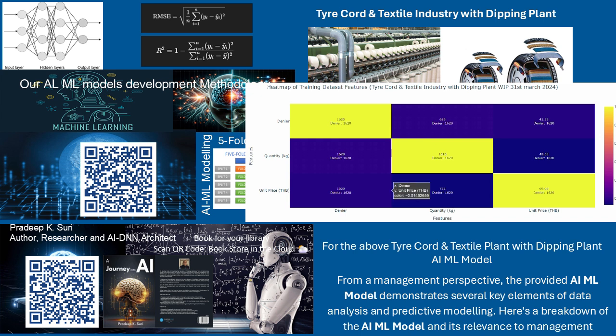Income elasticity of demand. While not explicitly shown in the heat map, understanding how changes in income affect the demand for different denier types could be valuable. This would involve analyzing historical data or conducting market research. 2. Production theory. Production possibility frontier, PPF. While not directly represented in the heat map, the concept of production possibilities can be applied to understand the trade-offs involved in producing different denier types or quantities. If resources are limited, increasing the production of one denier type might necessitate reducing the production of another.